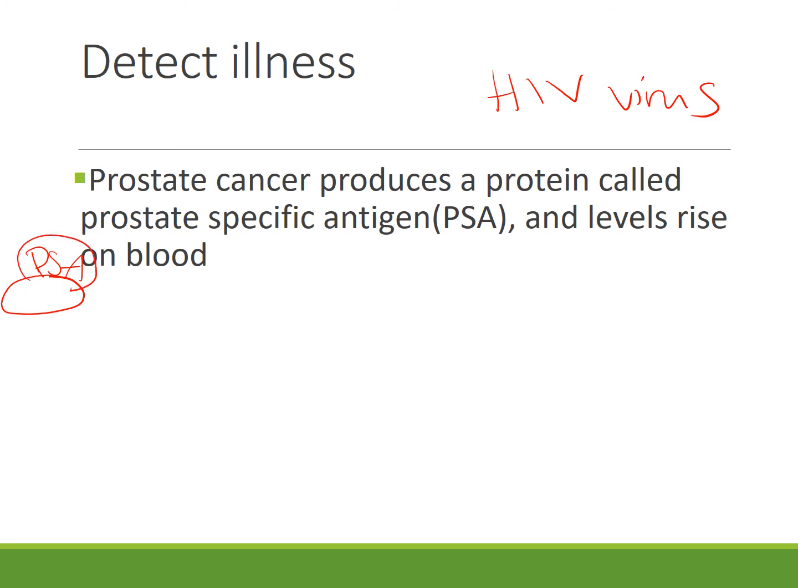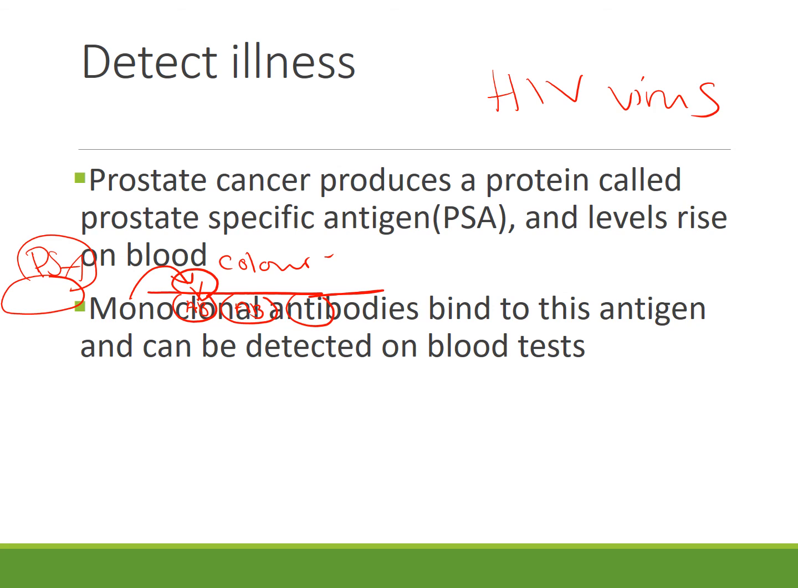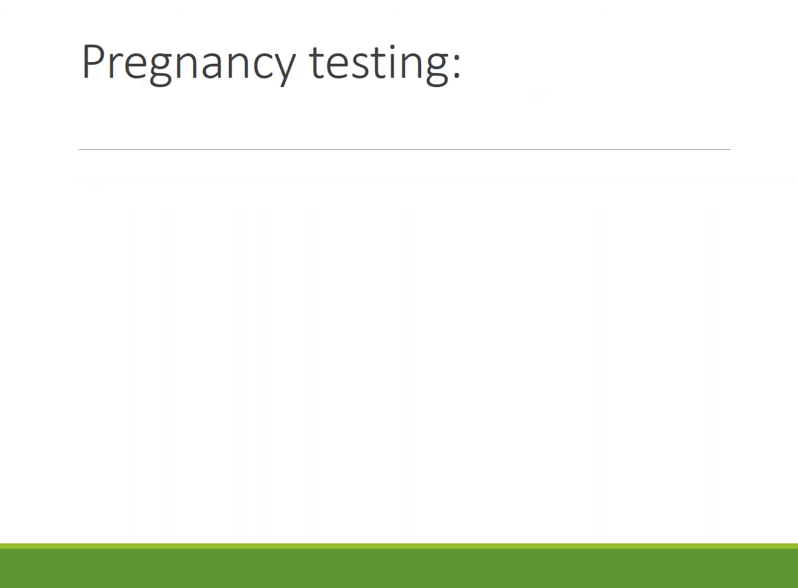So what we can do is, if you take somebody's blood sample and you pop it onto a plate that has the antibodies for PSA, if the blood contains the PSA, it will bind to the antibodies and they will change colour. So it's like a colour strip test. Very much like pregnancy tests.